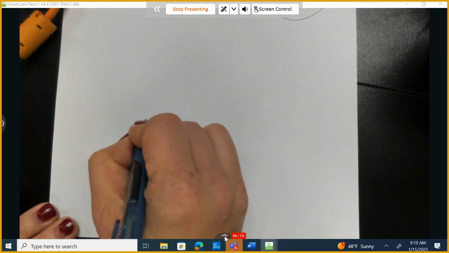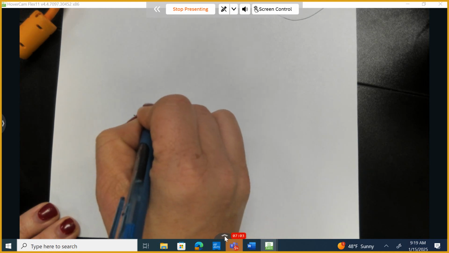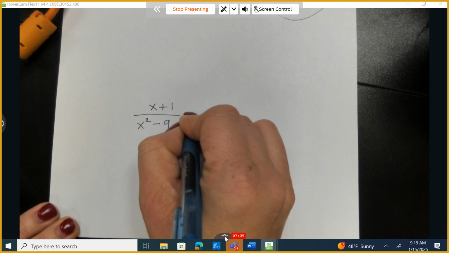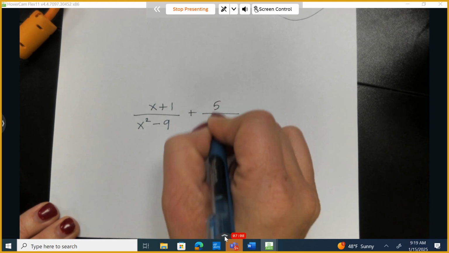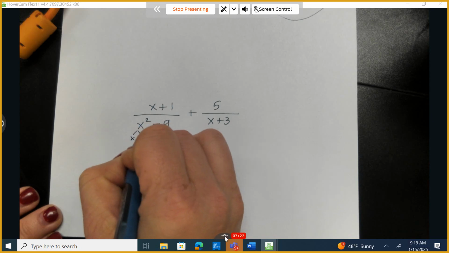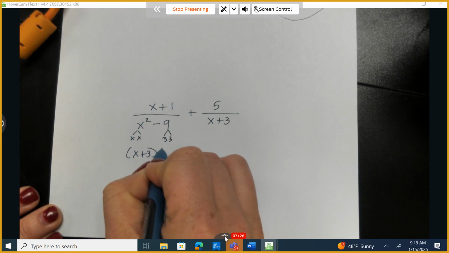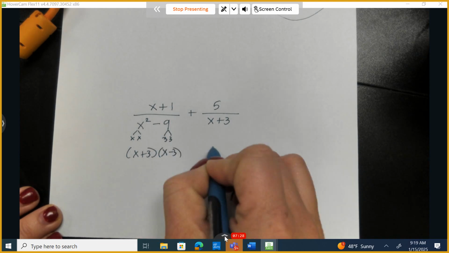Let's go with x squared minus 9. On top, let's do x plus 1. And let's go plus 5 over x plus 3. I'm not going to have you answer. I just want you to raise your hand. When you look at the denominators, if you know what I could do next in the denominator, hands up high. I have one hand, 2, 3, 4. Turn to your partner. What should I do next? x plus 3 and x minus 3?